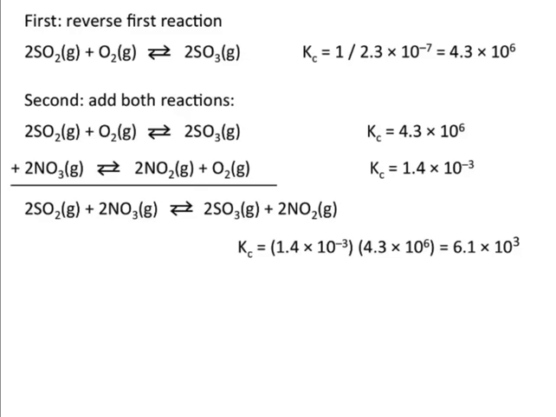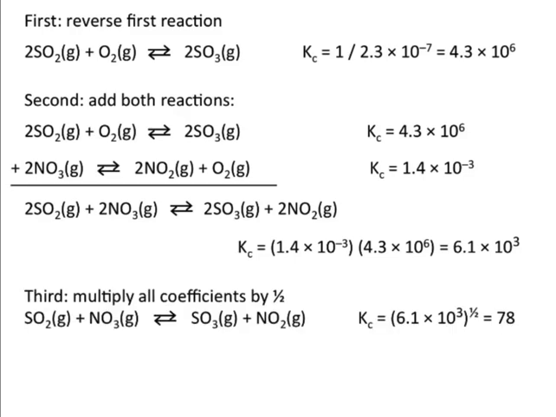All right, almost there. This reaction here on the bottom is now uniformly multiplied by 2 compared to the original reaction that we're trying to find. To get rid of that, we multiply all these coefficients by 1/2, which means we need to take our equilibrium constant for this reaction and take it to the power of 1/2. If you do that, you get 78. And this is now the equilibrium constant for this overall reaction that we are aiming to get. So, yep, just a short little video to show you this trick. Thanks for watching.